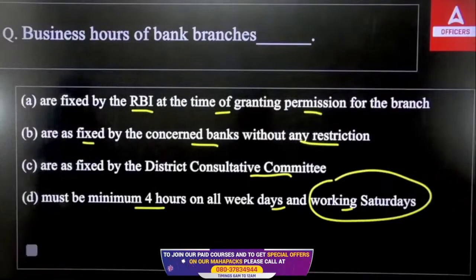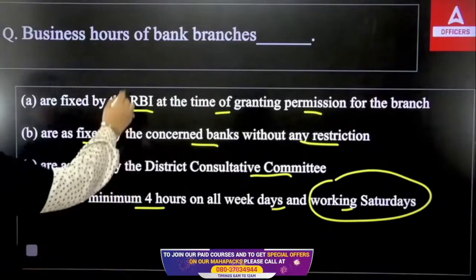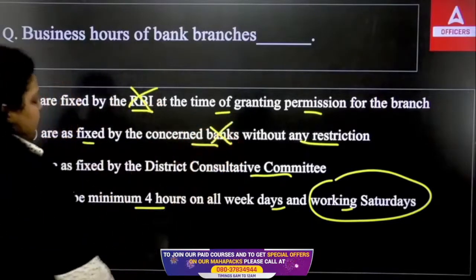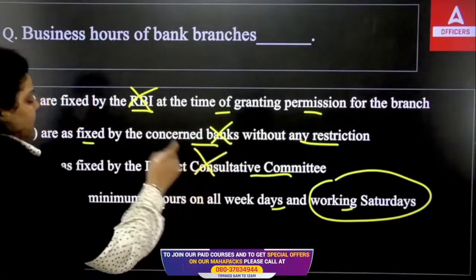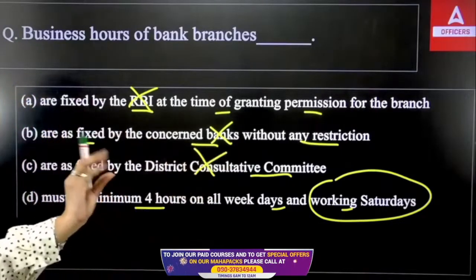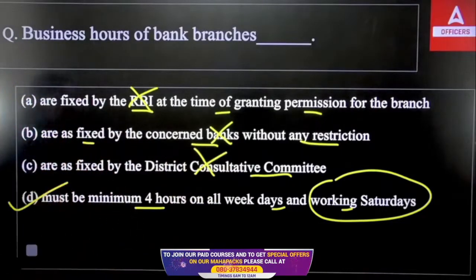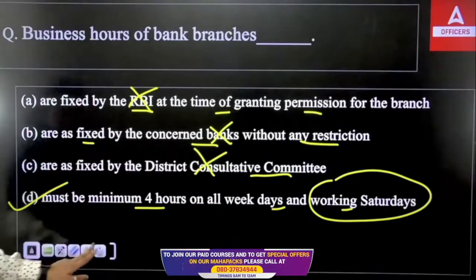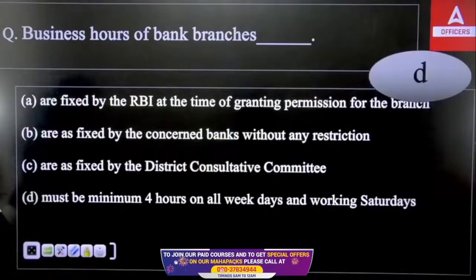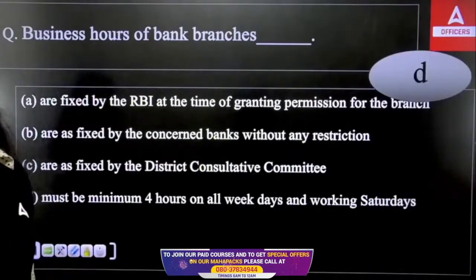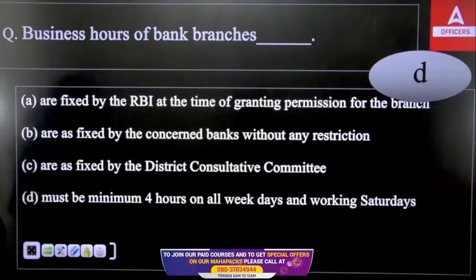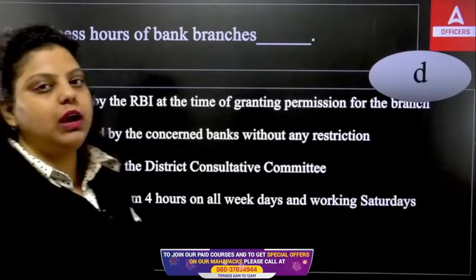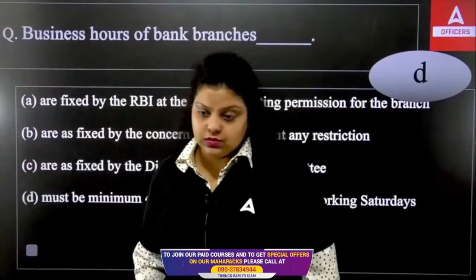So what is the business hour of bank branches? It's not fixed by RBI, it's not fixed by the concerned bank, it's not fixed by the district consultative committee, but it is fixed. A standard duration is there. A bank branch should work a minimum of 4 hours on all the weekdays and all the working Saturdays. So the right answer will be option D. All bank branches have to work a minimum of 4 hours.